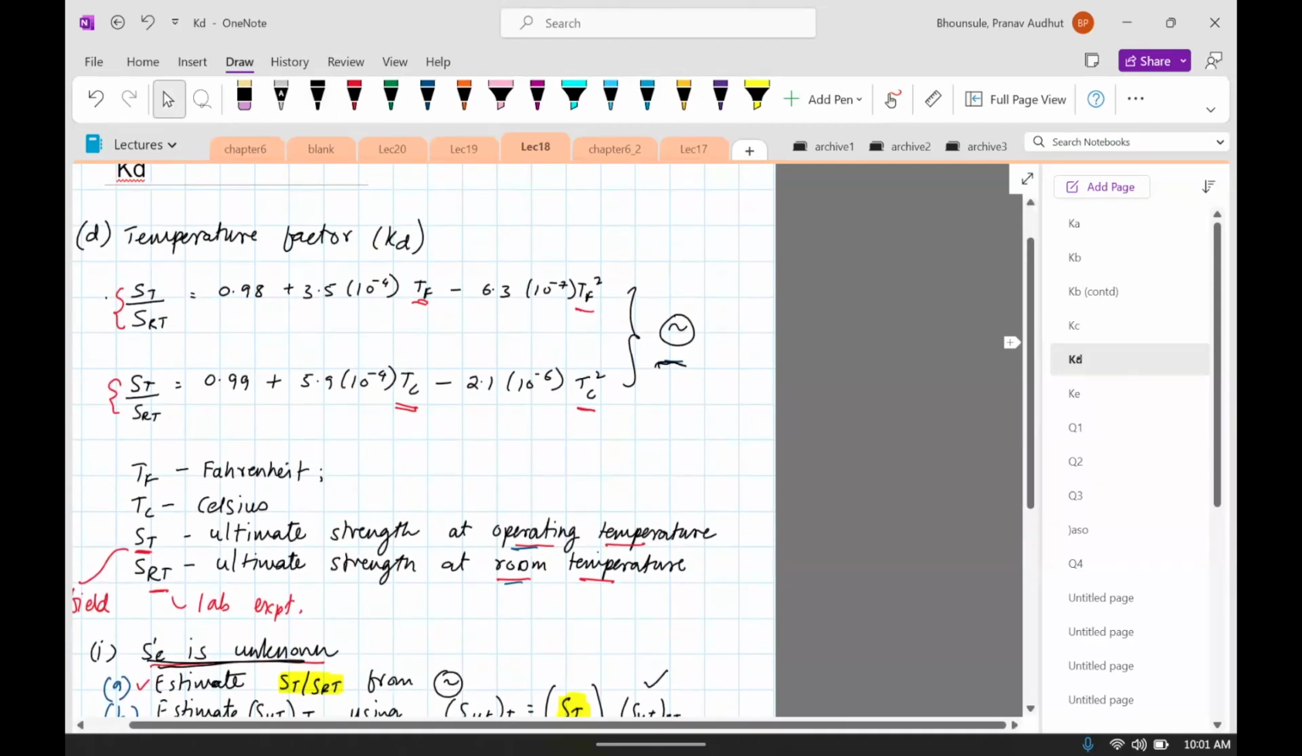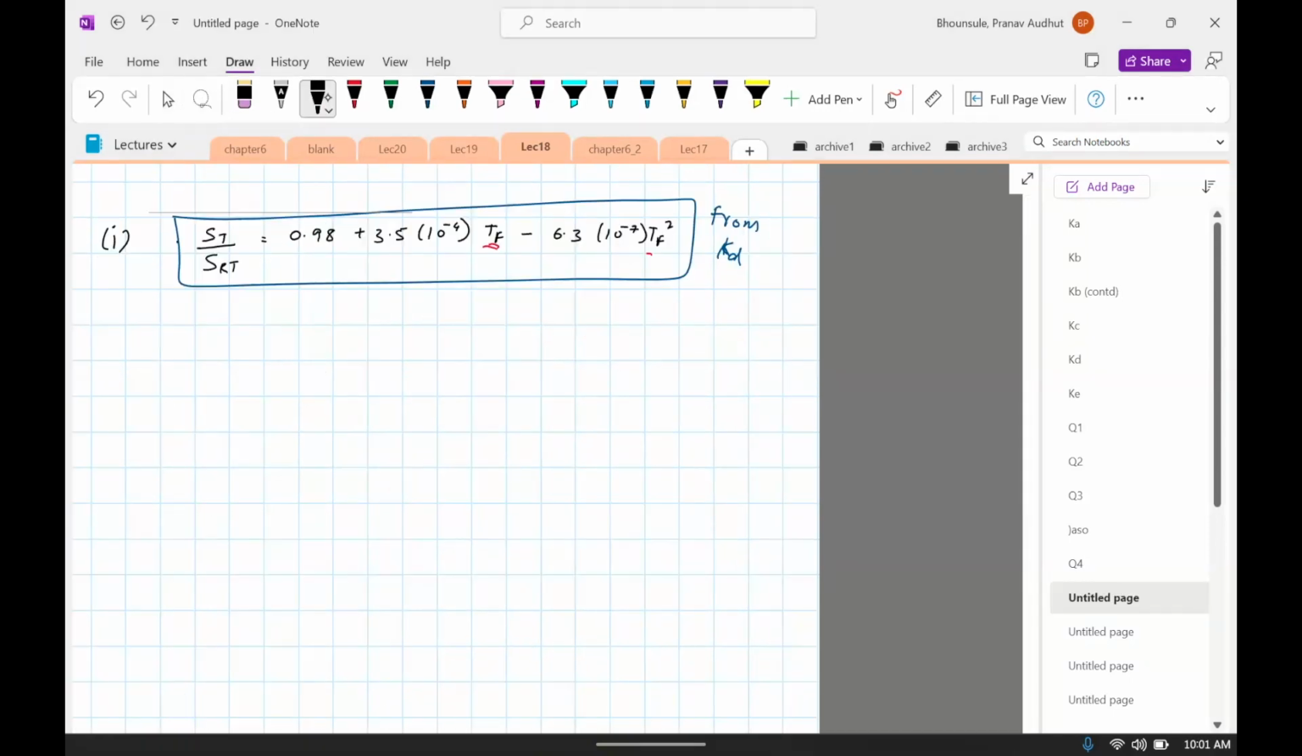We are given temperatures in Fahrenheit. So I'll take this formula. Okay, so let's see what we get for this. ST divided by SRT is 0.98 plus 3.5 times 10 raised to negative 4 times TF, which is 650, minus 6.3 times 10 raised to negative 7 times 650 squared. So ST, which is at 650, divided by S at room temperature, which is 70, is equal to 0.94.